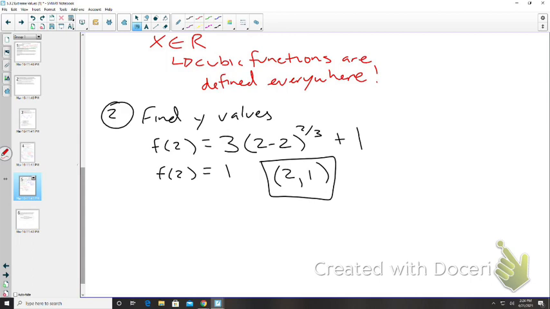Okay, so I'm just going to write this down. So (2, 1) is a relative min and absolute min. How do we know this? Good question.